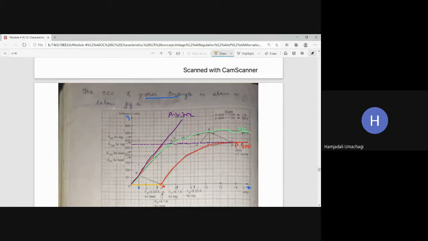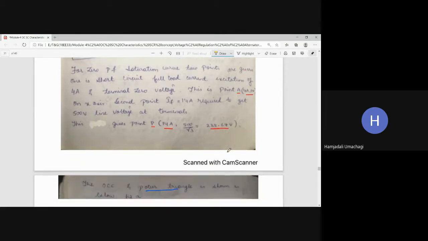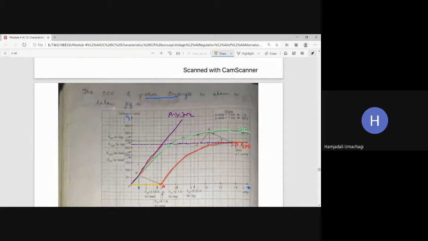Usually this line you should draw for the rated voltage. Here the rated voltage given for the ZPF test is 500, so the rated terminal voltage is 500 by root 3, which means 288.67. This is the line for 288.67 volts. Always draw this Potier triangle for the rated voltage line only. For that sake, we have taken this 288 point line here. Is it clear, all of you?